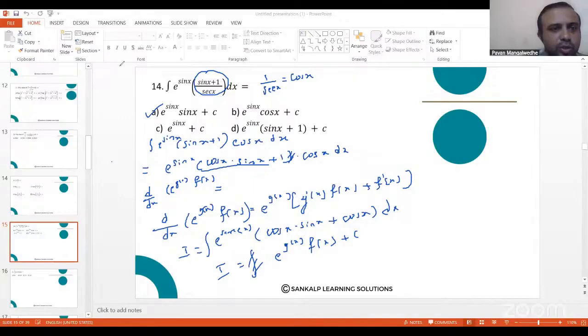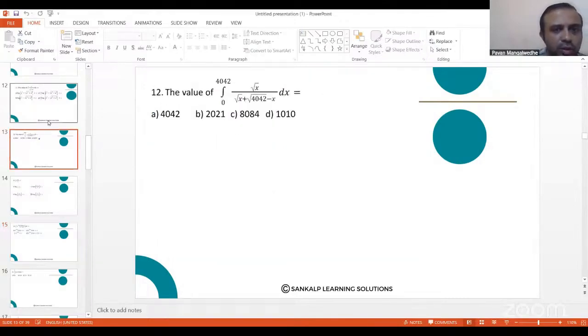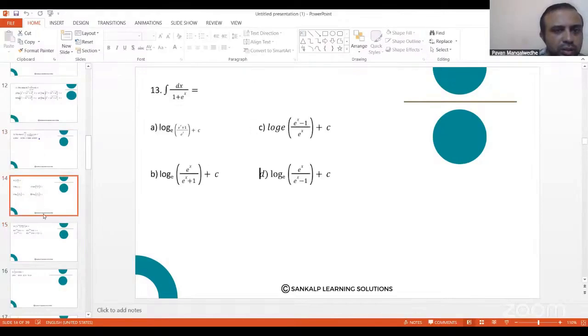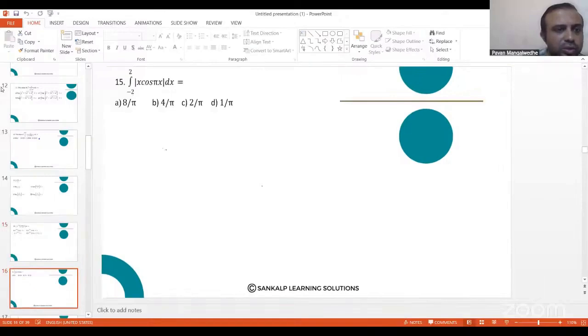Next is question number 15. I'll erase all this. Question number 15 is as shown on the screen: the integration from -2 to 2 of mod x cos pi x dx. What is the value of this?